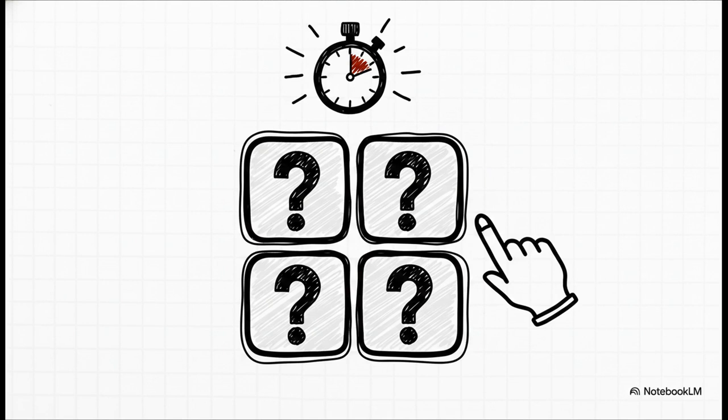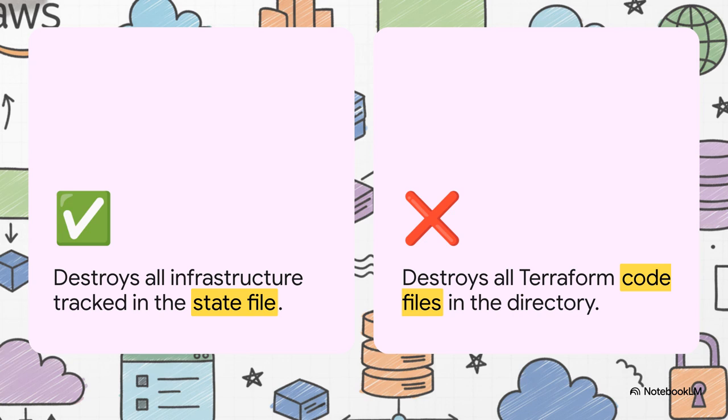Is it A, destroys all infrastructure in the Terraform state file? B, destroys all Terraform code files in the directory? C, destroys all infrastructure in the cloud provider? Or D, destroys the Terraform state file itself? If you guessed A, you nailed it. Terraform issues destroy requests specifically for the resources it's tracking in its state file. It is absolutely never going to touch your actual configuration code files. I mean, imagine how disastrous that would be. And it won't just blindly wipe out everything in your cloud account either, only the exact things it's actively managing.